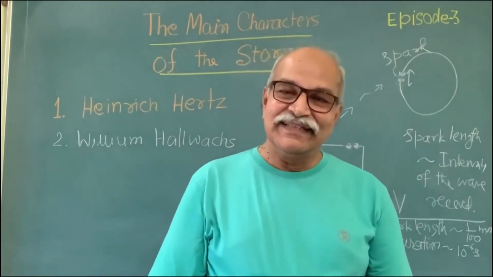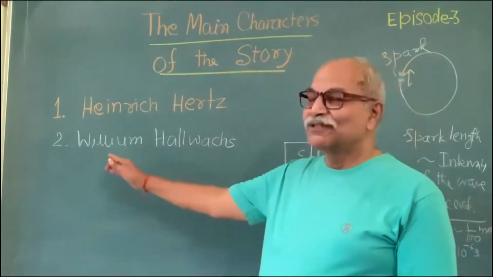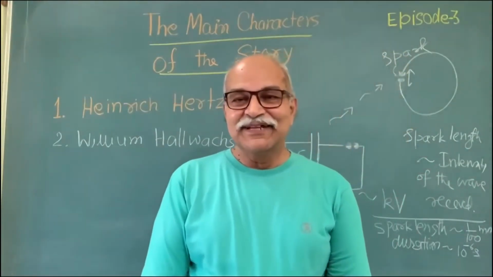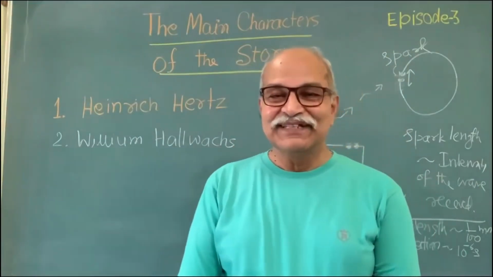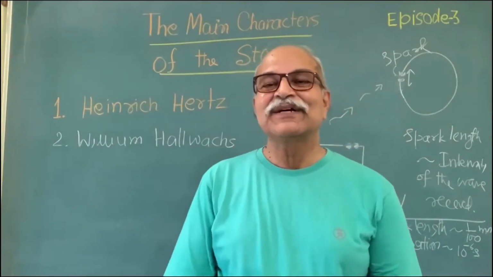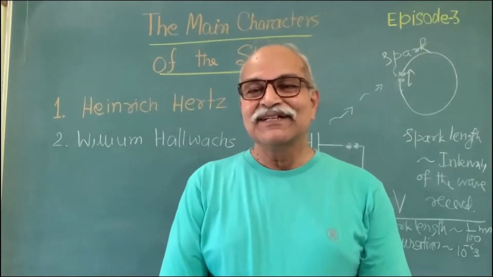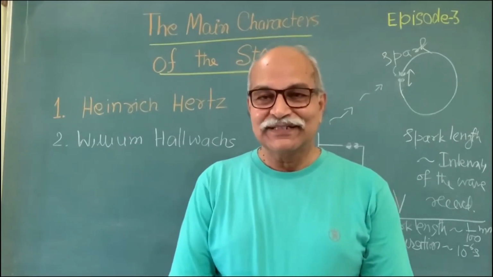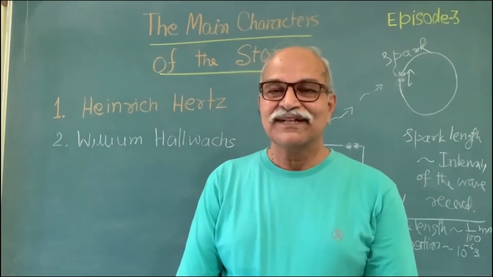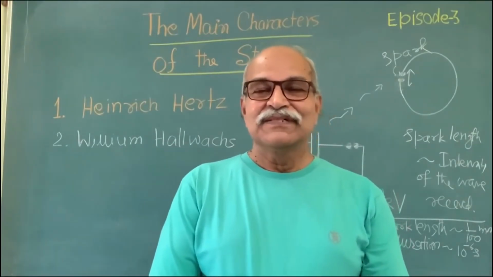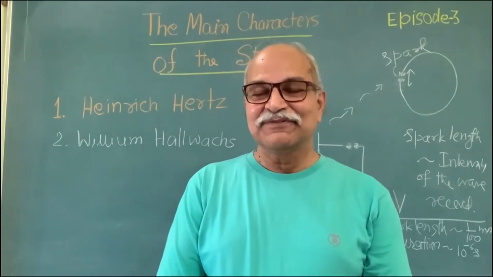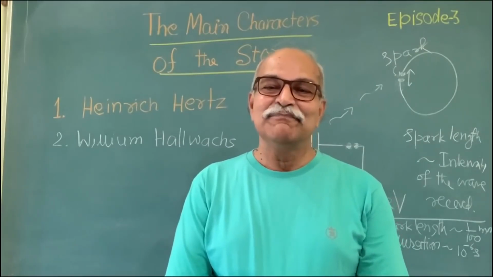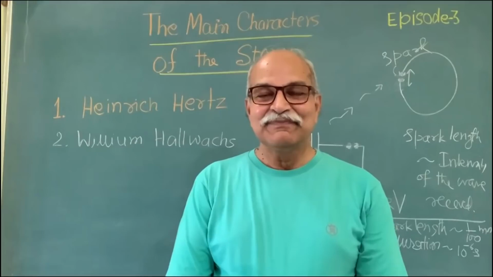And then comes another character in our story, and that is Wilhelm Hallwachs. I admit that I could not find many of his original research articles, and I depend only on what others have written about him. But apparently he again did a qualitative experiment to show that yes, shorter wavelength ultraviolet light does affect some kind of emission from a metal. And that he did in a very, very simple manner.